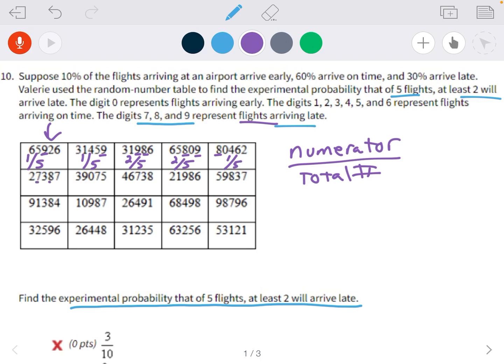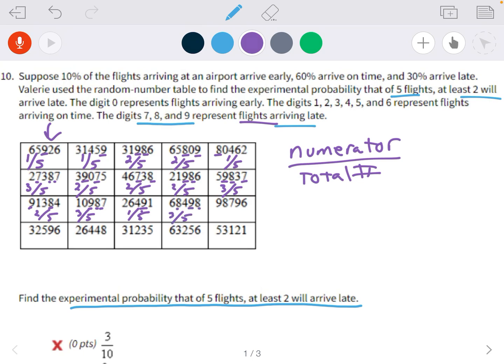So 7, 8, 7, that's 3 out of 5. 9, 7, that's 2 out of 5. 7 and 8, 2 out of 5. 8, 9, 2 out of 5. 9, 8, 7, 3 out of 5. Because the key, I'm looking for that 7, 8, 9. 2 out of 5. 3 out of 5. 1 out of 5.